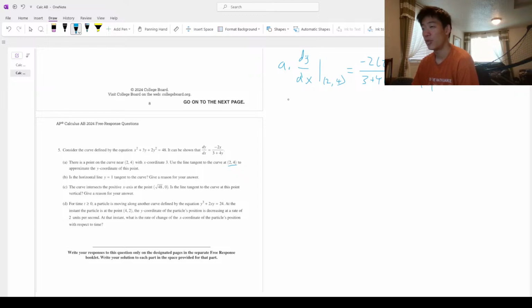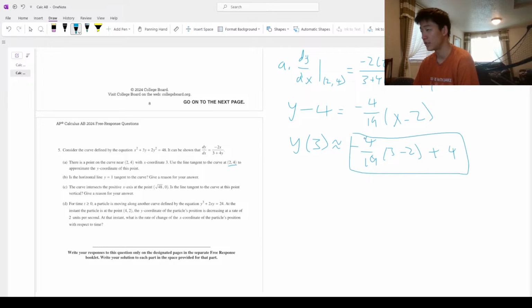But yeah, okay, now point slope form: y minus 4 equals the slope m times x minus x1, which is 2. y of 3 is approximately equal to, yeah, you can move this over here, negative 4 over 19 times 3 minus 2 plus 4. And since it's free response, you can actually just box this up. No need to simplify it. It would be 72 over 19. Yeah, I just did that in my head.